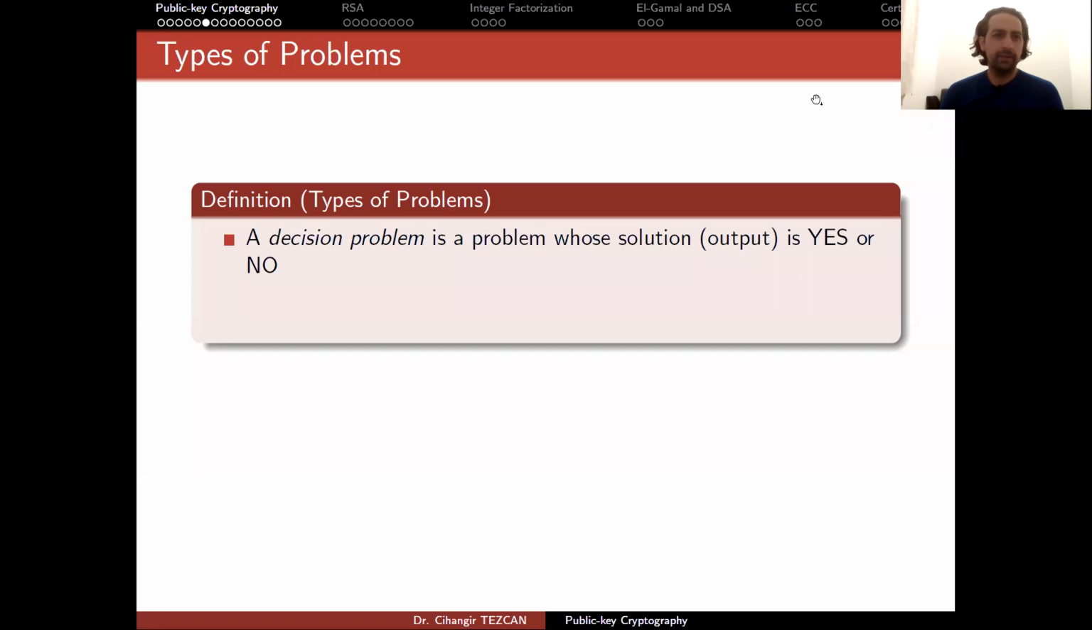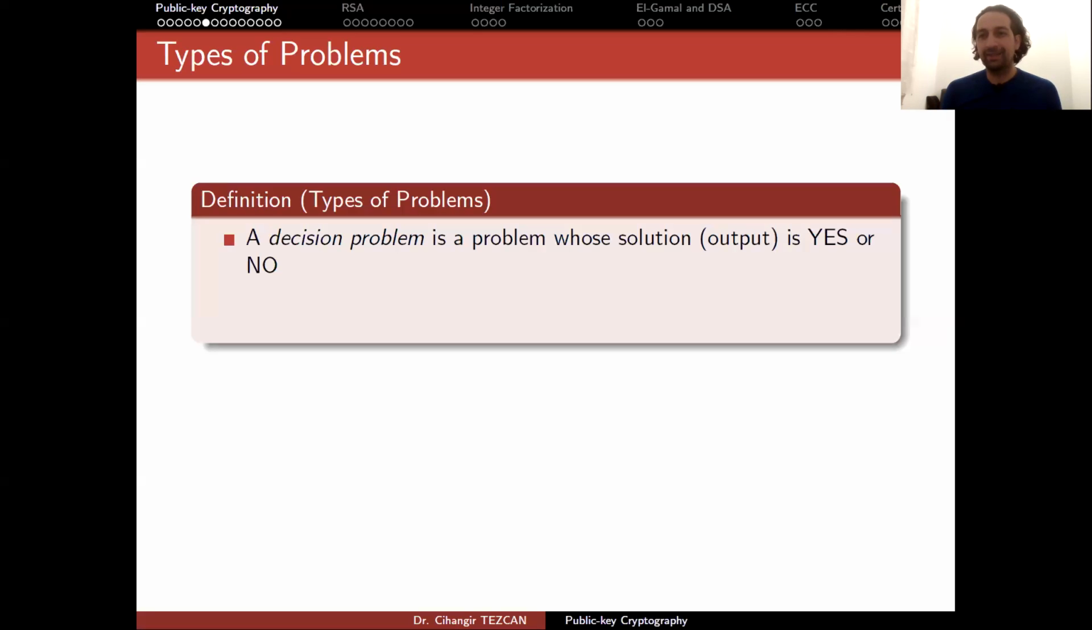When we are defining public key algorithms, we always say that their security depends on hard mathematical problems, but in order to talk about this hardness, we have to talk about the types of problems and why they are hard or how they are hard to solve. So let's start with types of problems that we are going to deal with in the following slides.